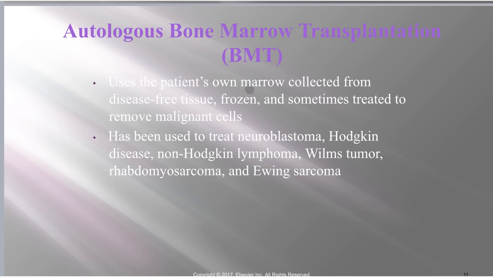Autologous bone marrow transplant. This is when the patient donates his or her own bone marrow from disease-free tissue, and then it can be used to hopefully treat their form of cancer. Kind of cool to think about that. So neuroblastomas, Hodgkin's lymphomas, Wilms tumor, Ewing sarcoma is another one. So they could take the bone marrow from another bone and maybe use it to help the child. And of course, when it's their own bone marrow, there's less likelihood for transplant rejection.